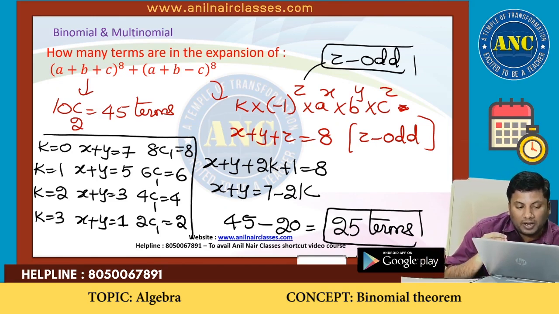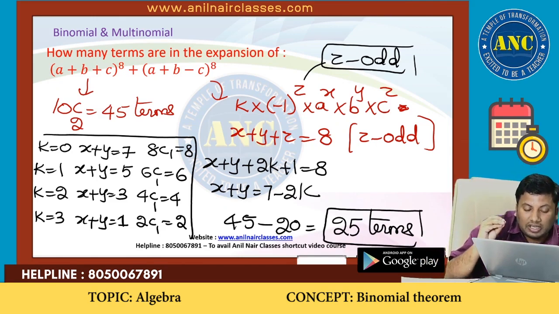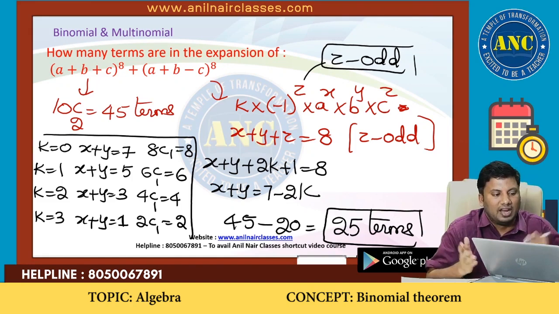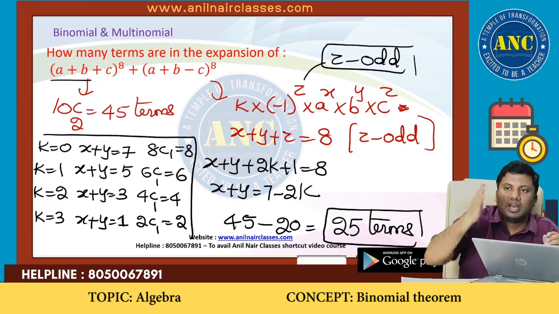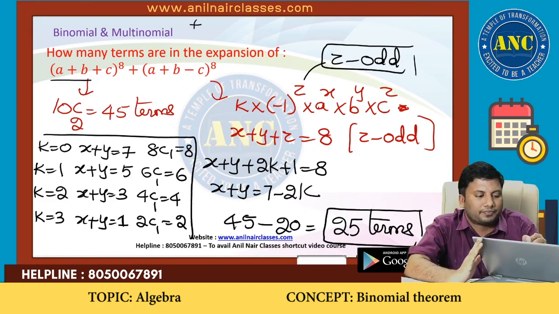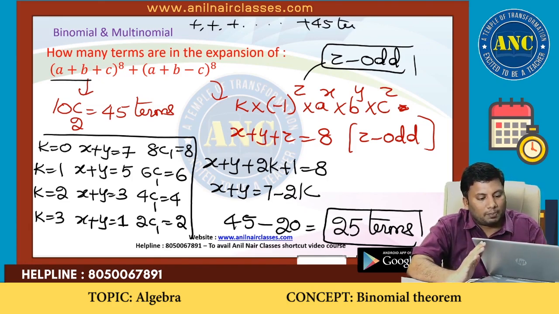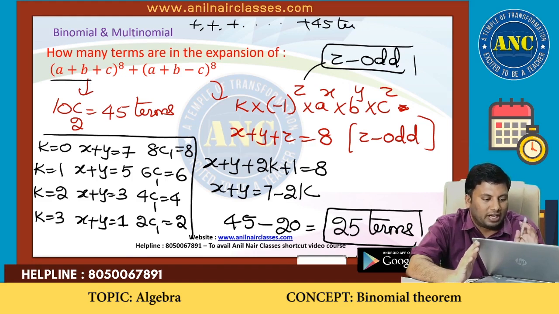A plus B plus C power 8. 8 plus 3 is 11. 11 balls are kept in a line. There are 10 gaps. So 10C2 is 45. This will give you 45 terms. Plus, plus, plus, plus. 45 terms will be there. It is k into minus 1 power z, a power x, b power y, c power z. Sum of the powers should be equivalent to the power in the expression, 8. Z should be odd because it is minus C.